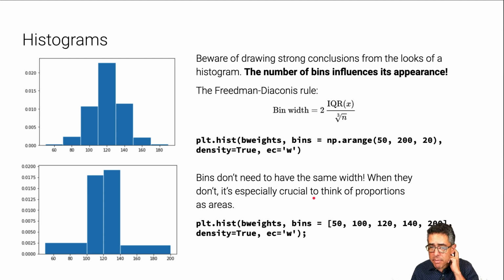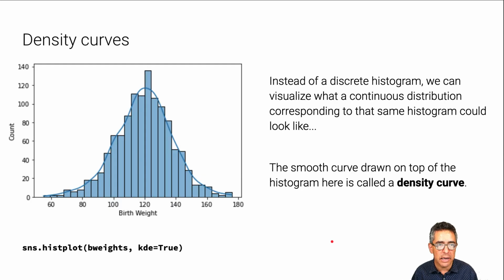Now, you may actually encounter histograms that have unequal bin sizes. It's not very common, but it's perfectly valid to do so, and the libraries let you do that. So if you ever encounter a histogram like that, keep in mind the importance of thinking in terms of areas and proportions, so that you make your interpretations correctly.